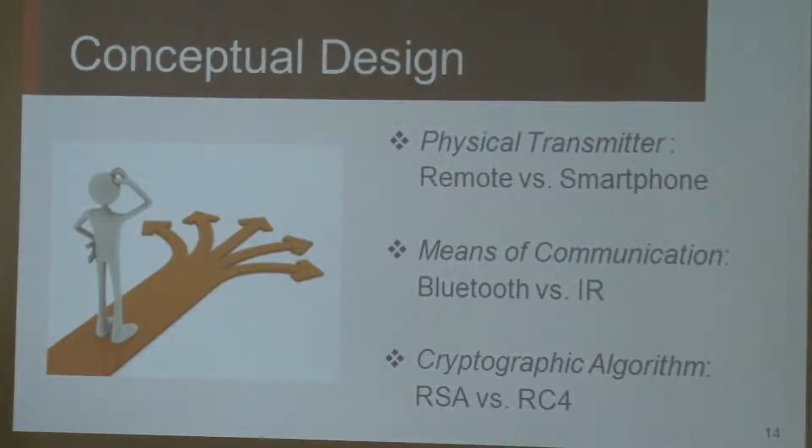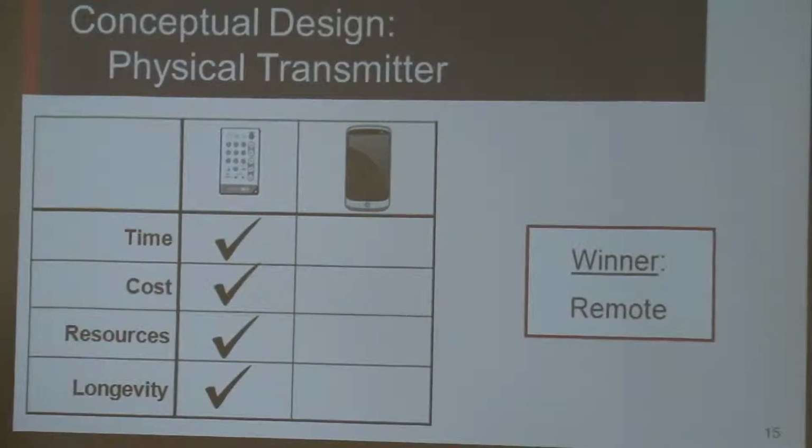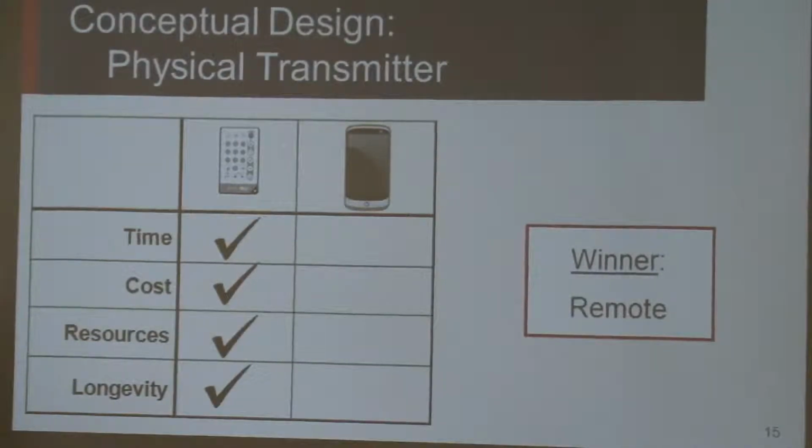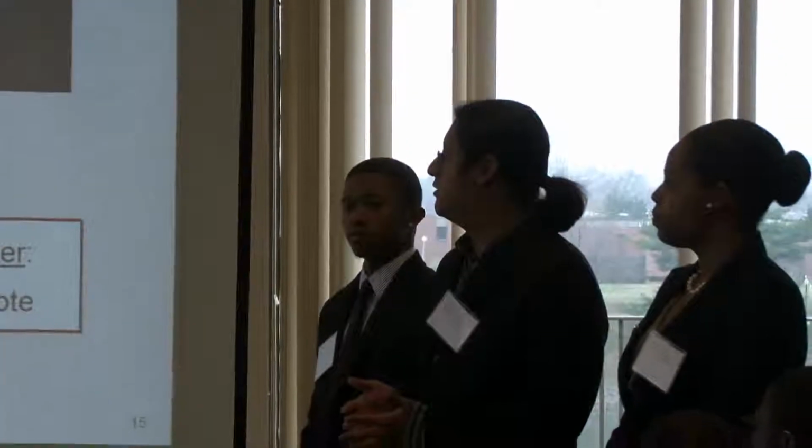Here are the three major design changes that we have for the project. We're going to talk about the physical transmitter, means of communication, and cryptographic algorithms. For the physical transmitter, we're going to use a remote, any kind, to send to our board. In comparing all of these cases, we're looking at time, cost, resources, and longevity. Since we're using a DE2 board, it already has a remote, so everything is already implemented. To make our case easier, we use a remote. However, in future cases, we would like to discuss how we can use cell phones to send data to the system and send commands.